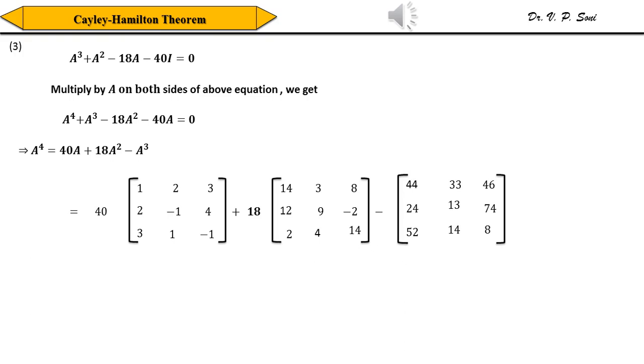Now adding them, then we get A raised to 4 equal to matrix whose first row 248, 101, 280, second row 272, 109, 50, third row 104, 98 and 204.